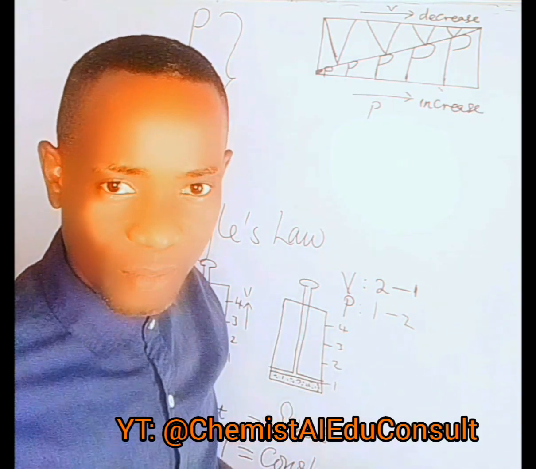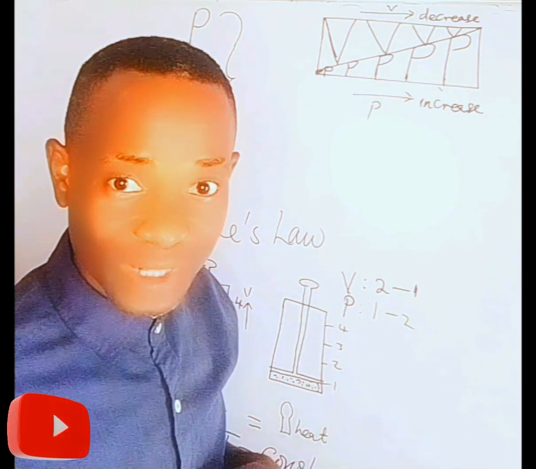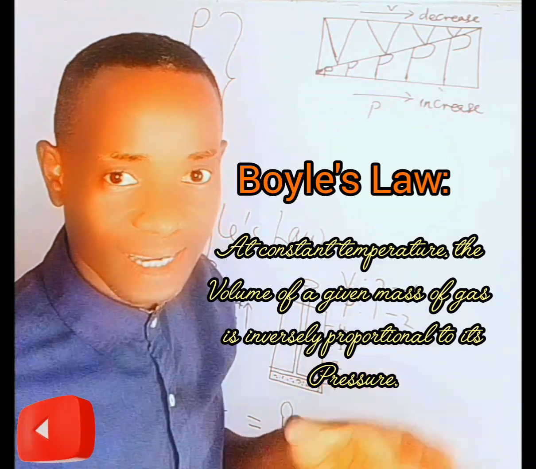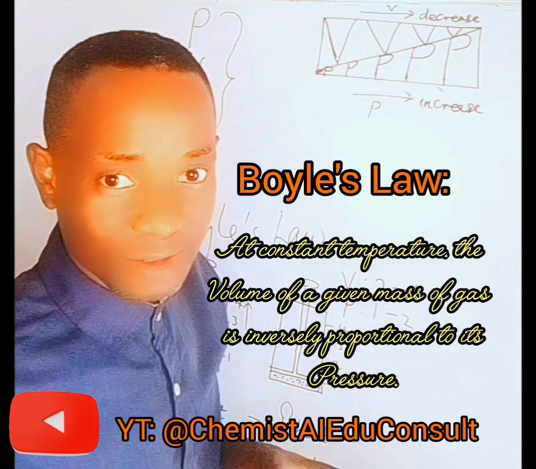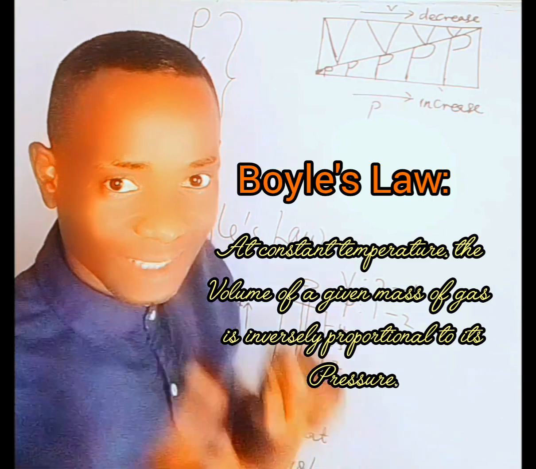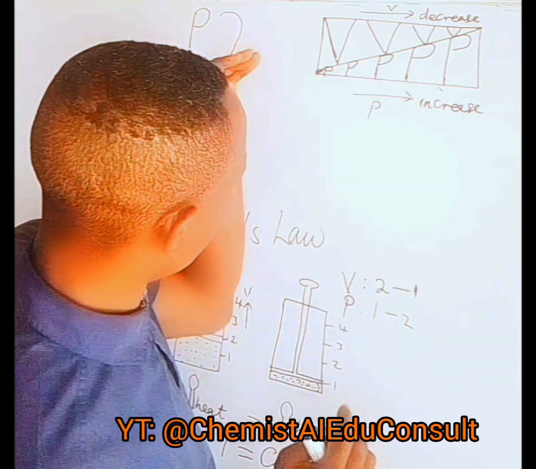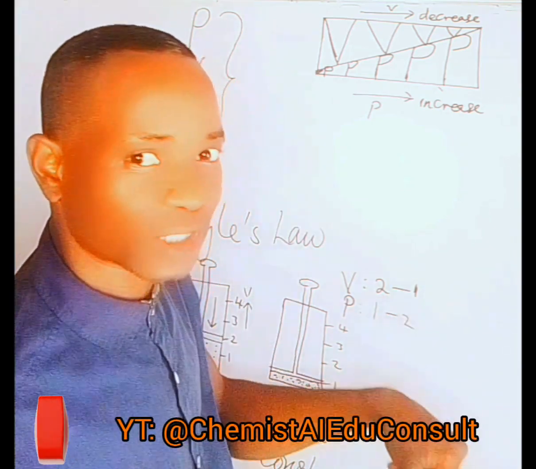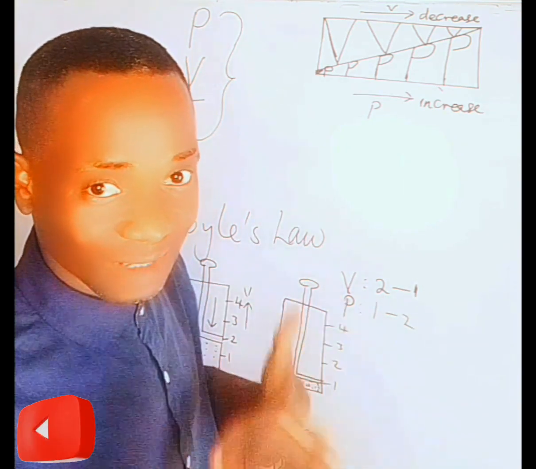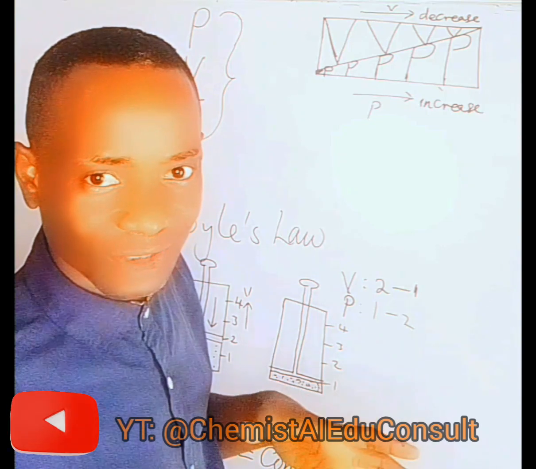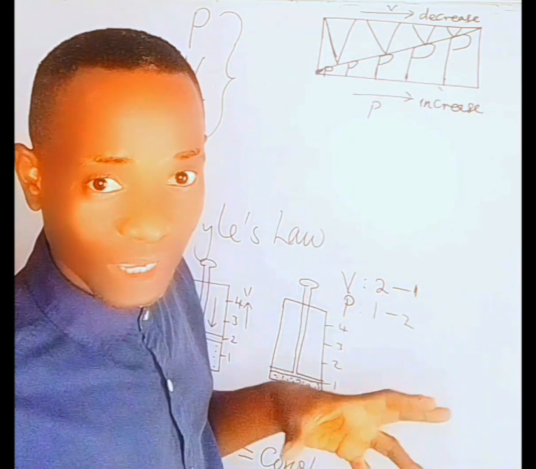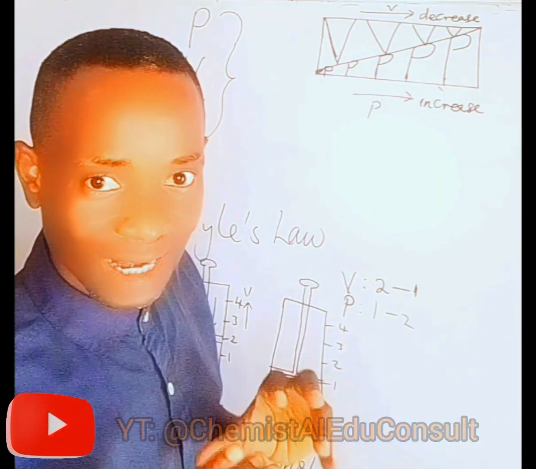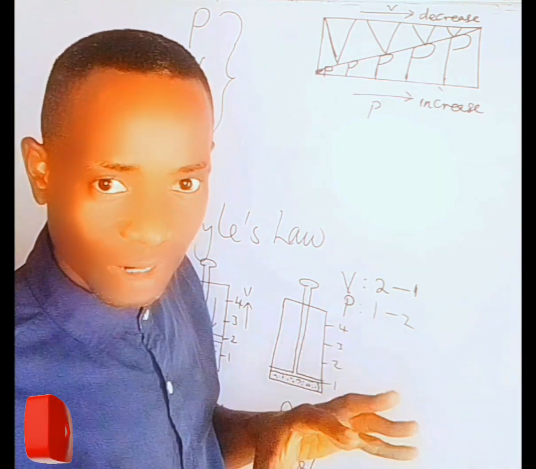And Robert Boyle had to come up with Boyle's law, which states that at constant temperature, the volume of a given mass of gas is inversely proportional to its pressure. Inverse there means as volume increases, pressure reduces. As volume reduces, pressure increases. That is an inverse relationship. So this inverse relationship between pressure and volume of a gas at constant temperature is what Robert Boyle investigated that led him to propounding Boyle's law.